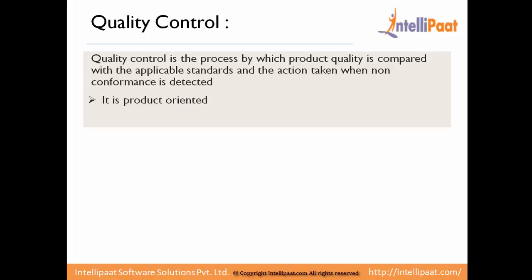Now, why is quality control product oriented? Because it focuses on the software application which is under test, and it ensures that the software application under test has been built by following the documented standards which would have been applicable.